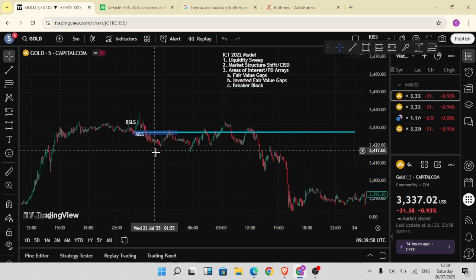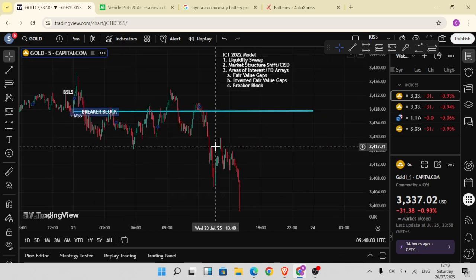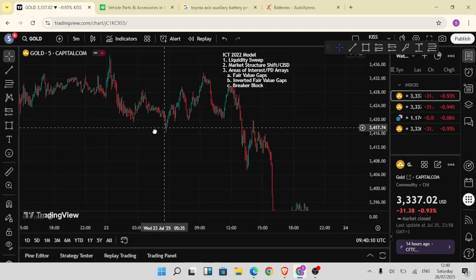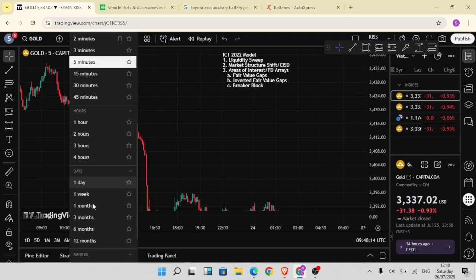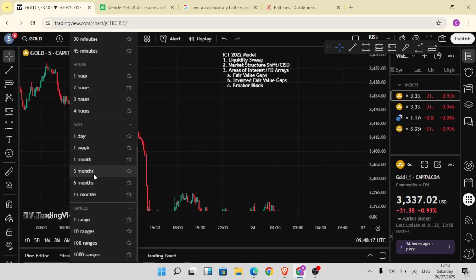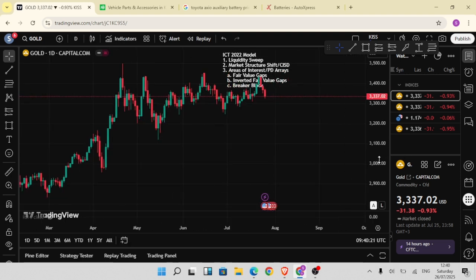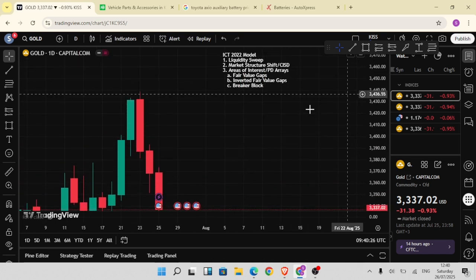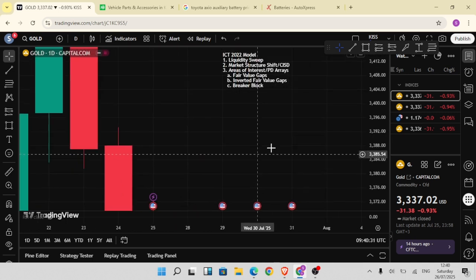Now, so that is the case for Wednesday. Let us look at the Thursday candle. Delete this, delete this, delete this, delete this. The third or the Thursday candle. Let us look at the Thursday candle. So this is the Thursday candle.